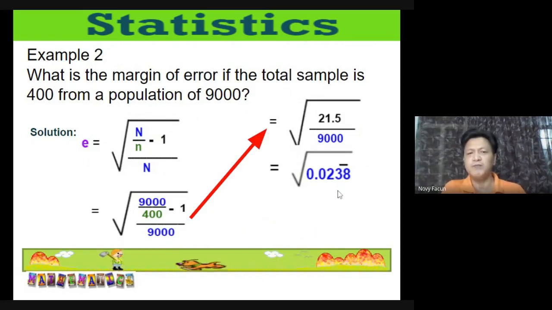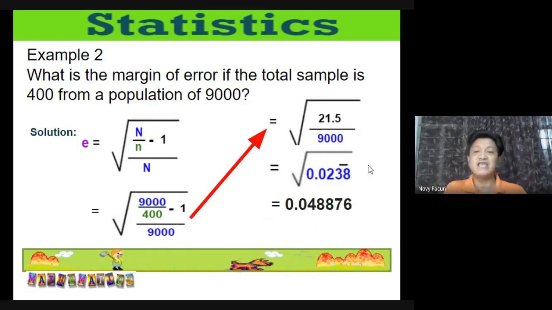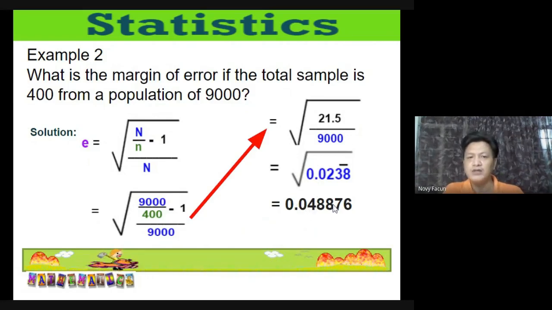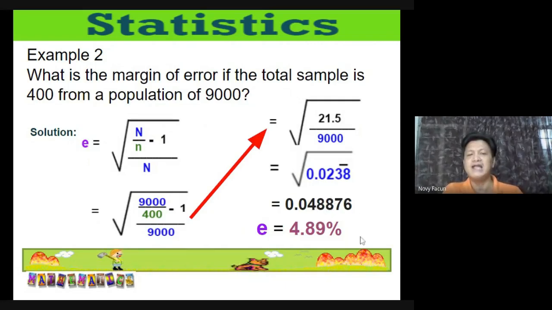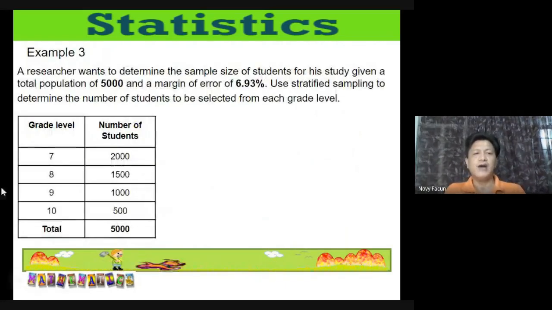Kaya ang square root ni 0.0238, that is 0.048876. Ito nga yung square root natin. But the question is, pag sinabi natin margin of error, so ang dapat na sagot natin dyan ay naka-percent form. So ibig sabihin, i-convert natin to, i-move natin yung decimal into two decimal places going to right. Okay, kaya 1, 2. Kaya ang magiging margin natin of error is 4.89%. Ni-round off na natin siya. Nag-move lang ako ng 1, 2. Kaya nga 4.89%.